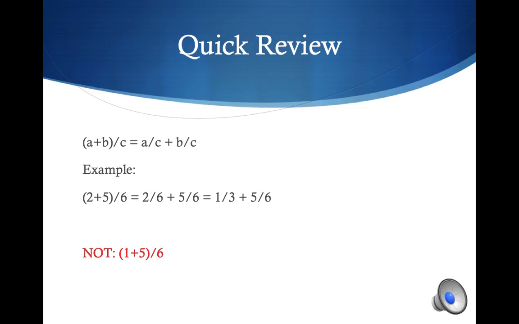You can check that by saying, well, 2 plus 5 divided by 6 is the same as 7/6, whereas 1 plus 5 divided by 6 is 6/6, or 1, and 7/6 is not equal to 1. So again, yes, do this, don't do this. And with that out of the way, on to our proof.